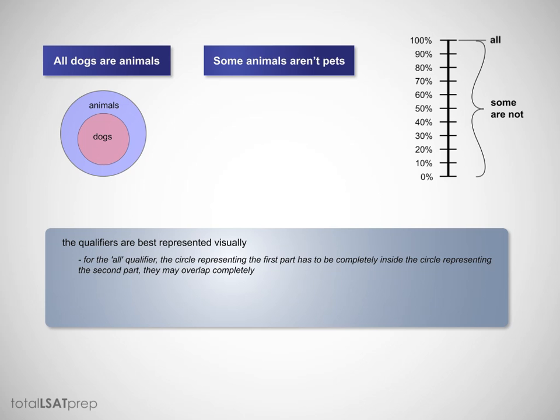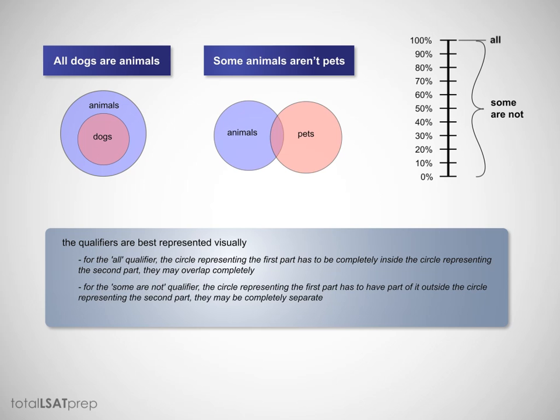So as we see here with the animals and the dogs, we see that dogs is completely inside animals. For the some are not qualifier, the circle representing the first part has to have part of it outside the circle representing the second part. Now they may be completely separate. And in this case, we have the circle representing animals having part of it outside of the circle representing pets. So, once again, these two representations are examples of how you should represent the premises in the formal logic questions. You should use circles. The first two circles represent the first premise, and the other pair represent the second premise.